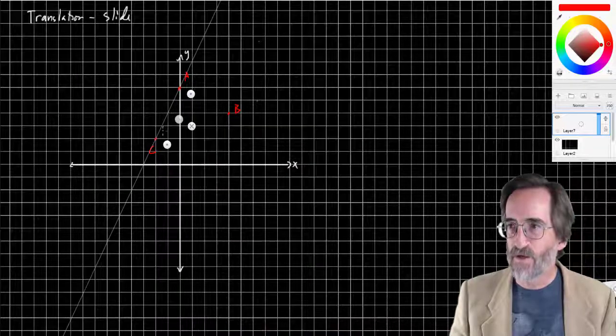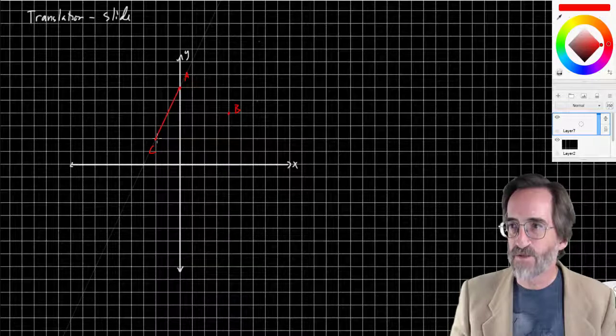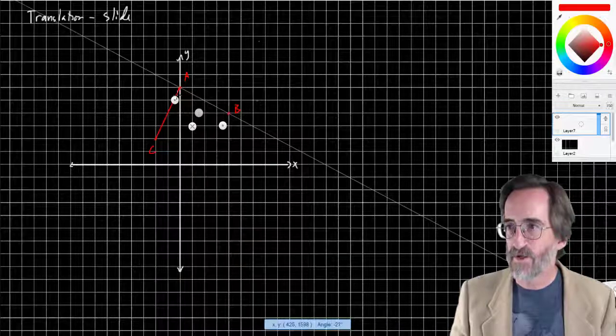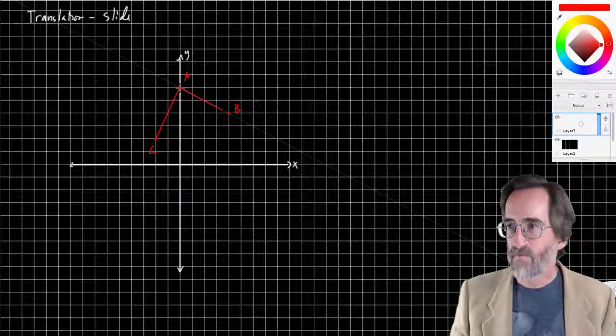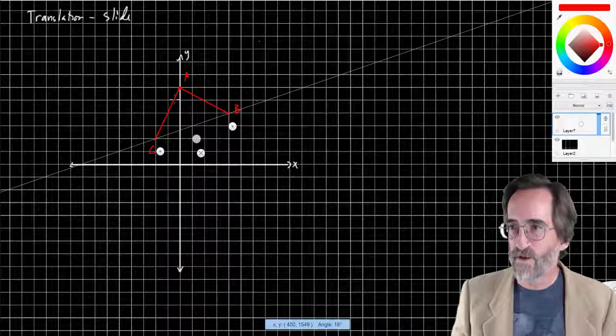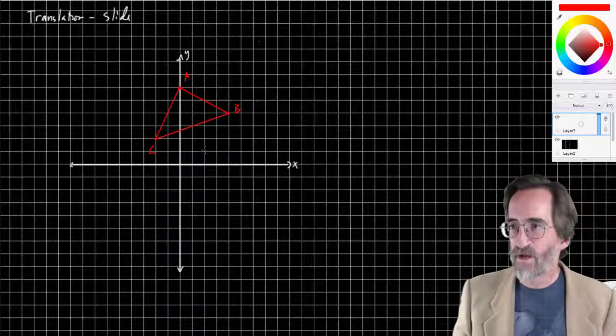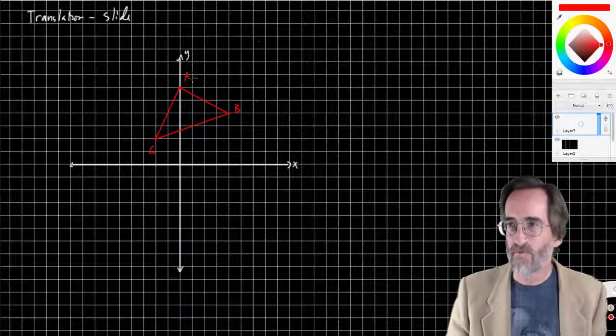Now we're using a Cartesian coordinate system, an XY coordinate system, in which the x-axis goes left and right, the y-axis goes up and down. Positive numbers on the x-axis go to the right, negative coordinates go to the left, positive y-coordinates go up, and negative y-coordinates go down.